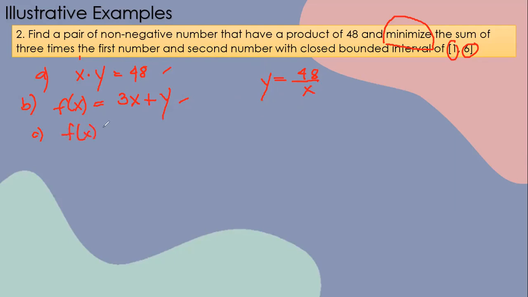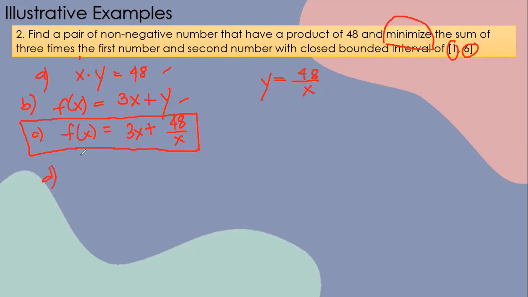So, substitute natin sa ating optimization function. So, 3x plus, yung y papalitan ko na ng 48 over x. All right. So we have the new function, with only one variable. 3x plus 48 over x. So we have to find the critical value.